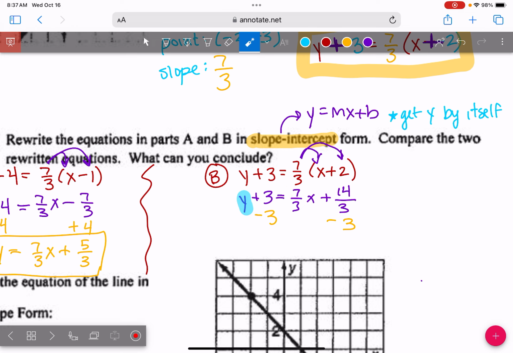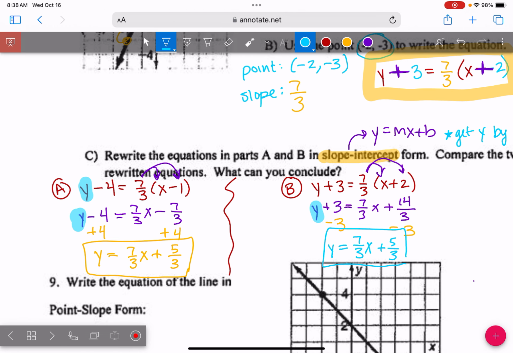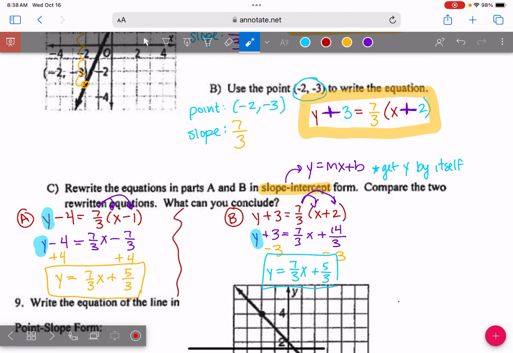Now notice that I'm subtracting 3 from my fraction and not from this. Do you know why? It's because this has an x with it. I can't subtract two things that don't share a variable. So I have to subtract my 3 from my constant. Once I do that, my y is by itself. I'm left with 7/3 x plus 5/3. So once I get y by itself, if I compare my equations again, I'm left with the same equation, which is good. So what does this mean?